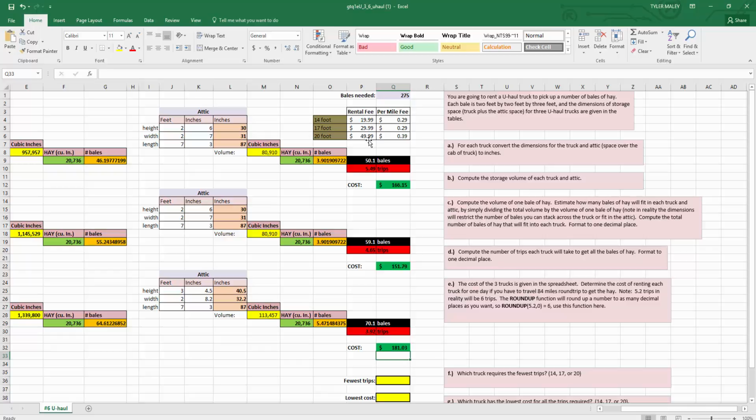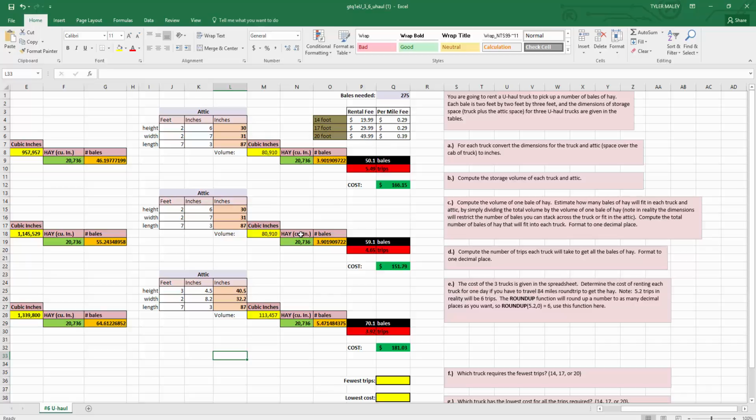So actually the biggest truck costs the most amount of money, right? Which might be surprising to some of you, right? Because we can put more hay in the truck and make fewer trips, but the problem is the rental fee and the mileage rate, right? We have to pay more for mileage, and that in turn would cause us to pay more, right?